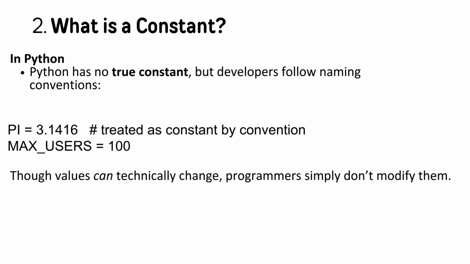Comparatively, in Python, there is no true constant like we have in C, but developers follow a simple naming convention to create values that should behave like constants. For example, they write the constant name with capital letters: PI = 3.1416. Writing constants in all capital letters tells other programmers that these values are not meant to be changed. Technically, Python will still allow you to modify them, but by convention, good programmers simply don't. So in Python, constants are followed by discipline, but that is not enforced by the language.